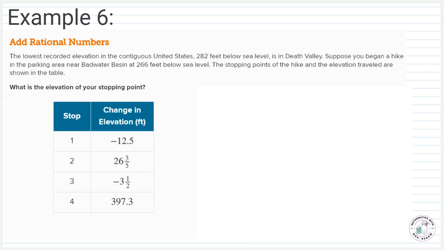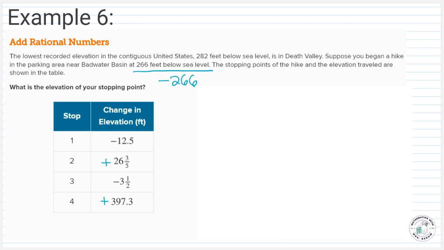So they show us in the table that we have 4 points where we've stopped, and then it tells us our change in elevation. Now, with this question, essentially we're going to start with the fact that we're at that negative 266 feet below sea level. Because again, below sea level is indicating a negative. So 266 feet below sea level is just negative 266 feet. Then we're going to go through and basically add all of these values together to figure out what elevation we stopped at. Now we have 2 positives going on here, and then the rest are negatives.